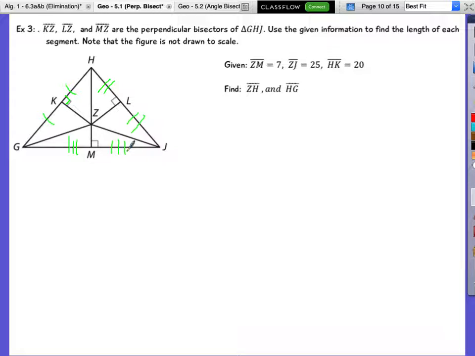That was quick. Maybe quick, the idea of perpendicular bisector. So this first sentence says segment KZ, segment LZ, and segment MZ are the perpendicular bisectors of the triangle GHJ. So KZ is perpendicular to the side and it bisects this side. LZ is perpendicular to the side and it bisects this side. MZ is perpendicular to the side, so it bisects this side. So that's what we've done so far.